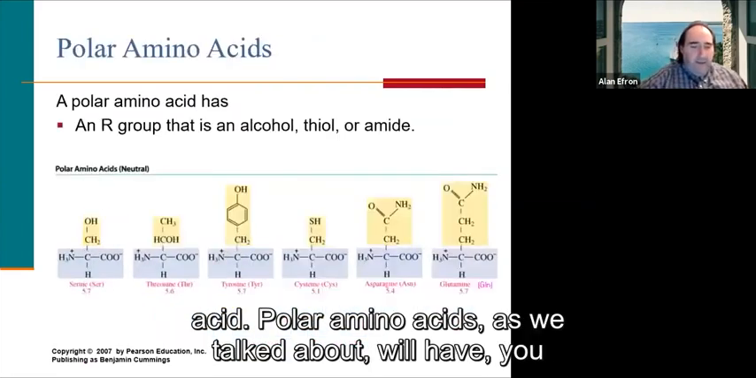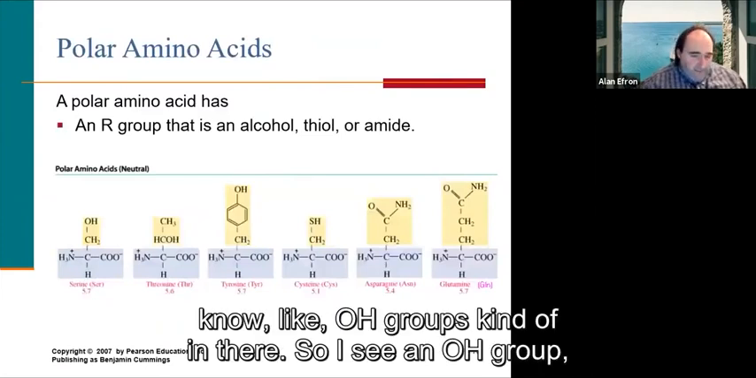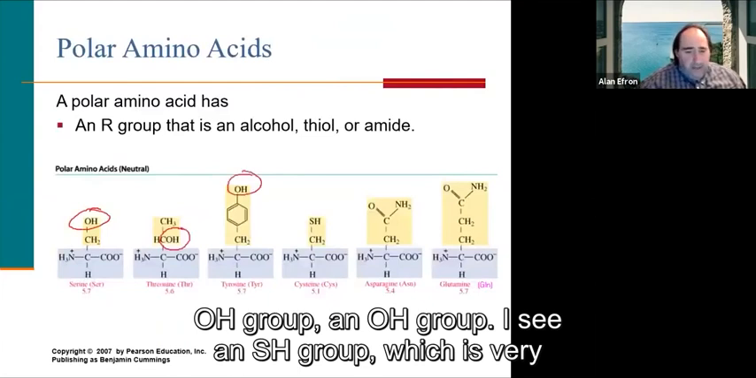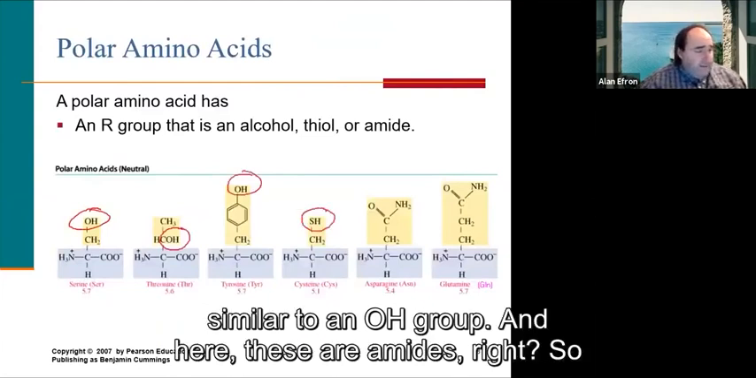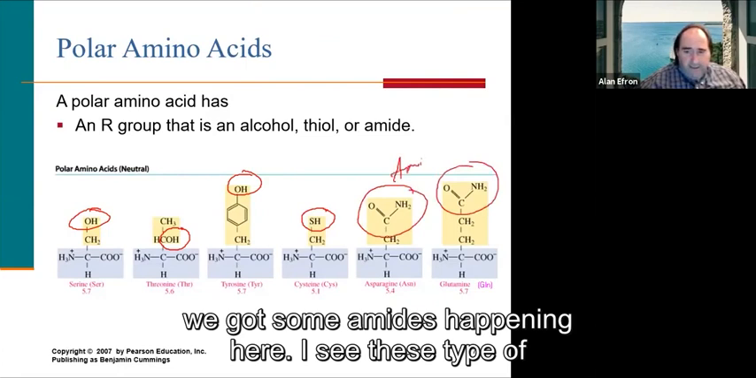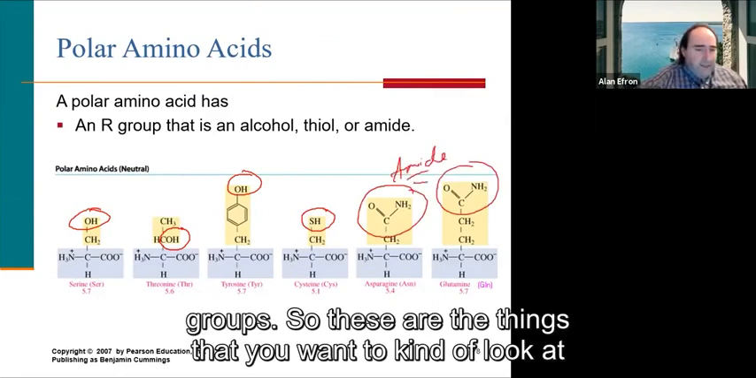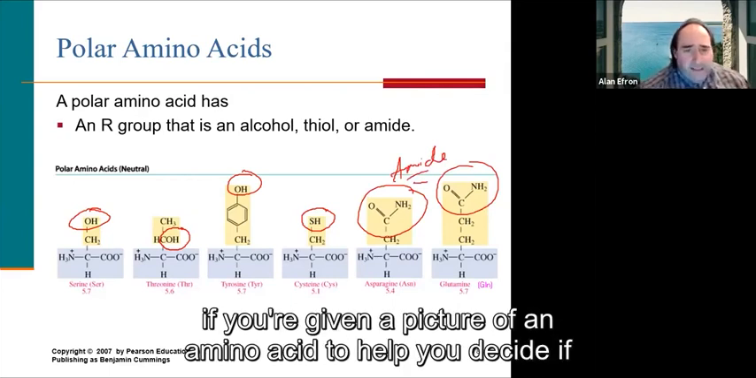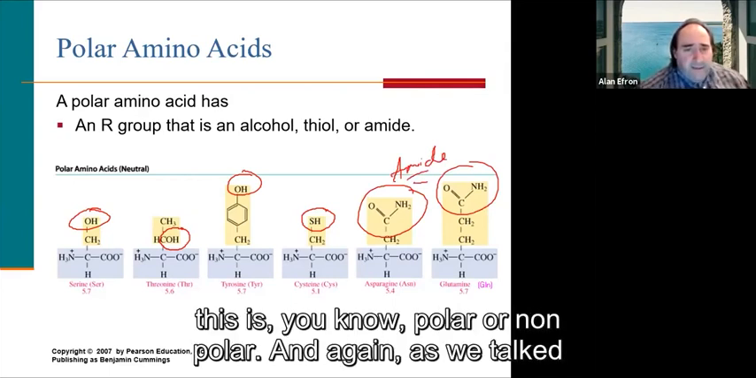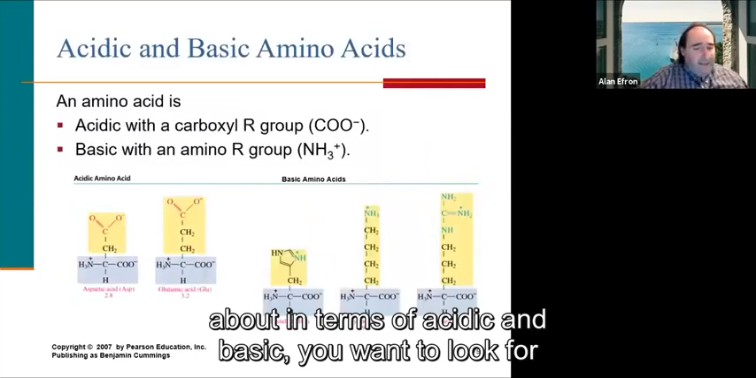Polar amino acids, as we talked about, will have OH groups in there. So I see an OH group, an OH group, an OH group. I see an SH group, which is very similar to an OH group. And here, these are amides, right? So we have some amides happening here. These are the things that you want to look at if you're given a picture of an amino acid to help you decide if it is polar or non-polar.